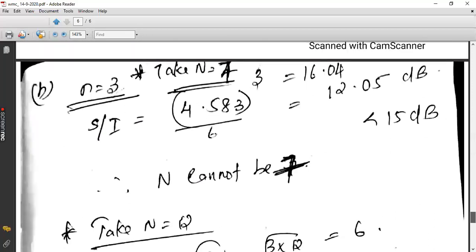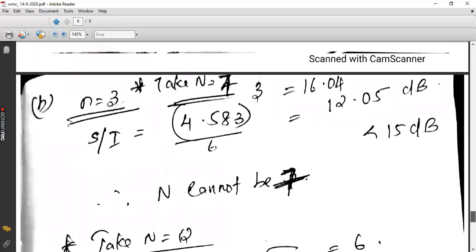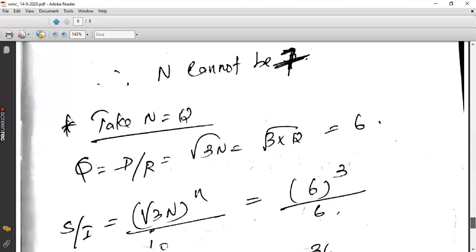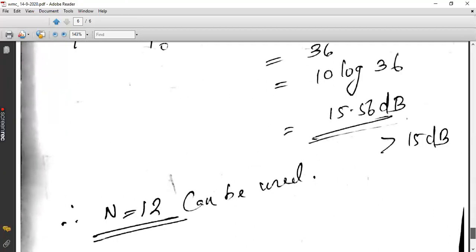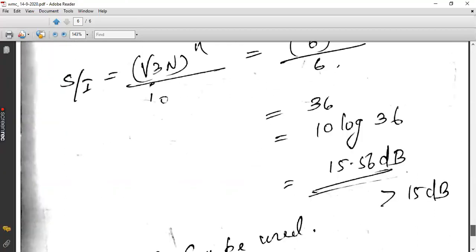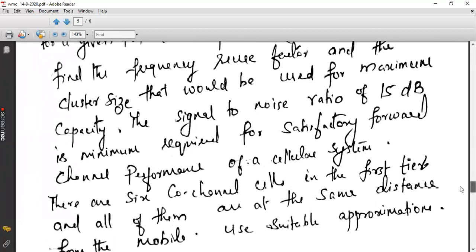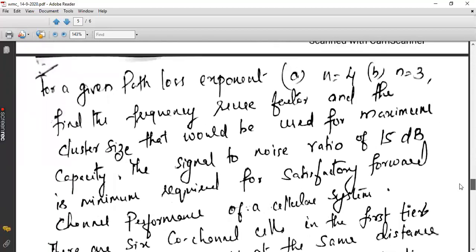Otherwise, if you continue with the same cluster size, it is evident that your SIR has gone below 15 dB, so that is not appreciable. So you need to increase the cluster size from 7 to 12 to get the required SIR, which is greater than 15 dB. Is it clear for you? Any doubts, please ask.